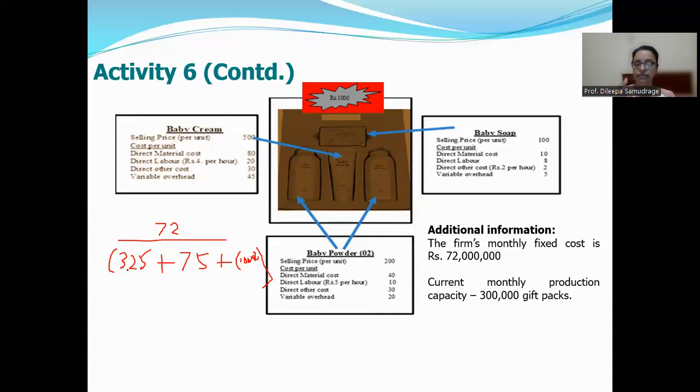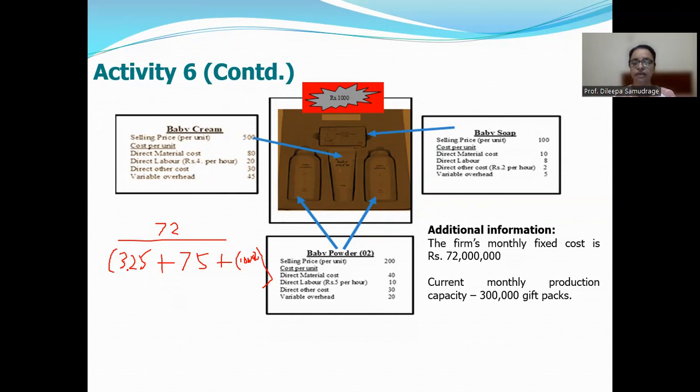So this is 325 into 1/4, right? Inside the package, you have 4 products, so there is 1 baby cream, therefore you have to divide it by 4. Similarly, baby soap also, the contribution is 75, but you have to divide it by 4, because 1/4 is baby soap. But when it comes to baby powder, the contribution is 100, but there are 2 products, so therefore you have to divide it by 2 divided by 4.